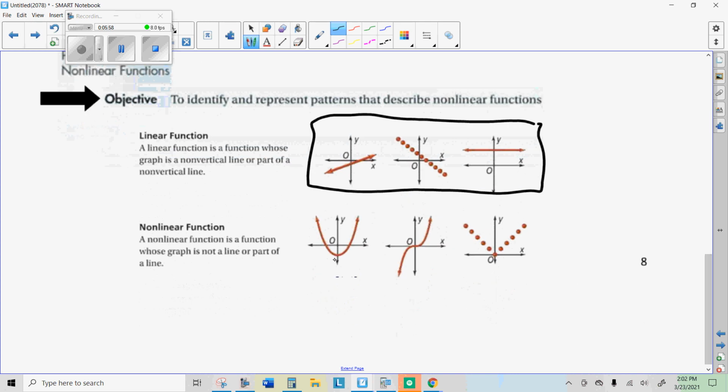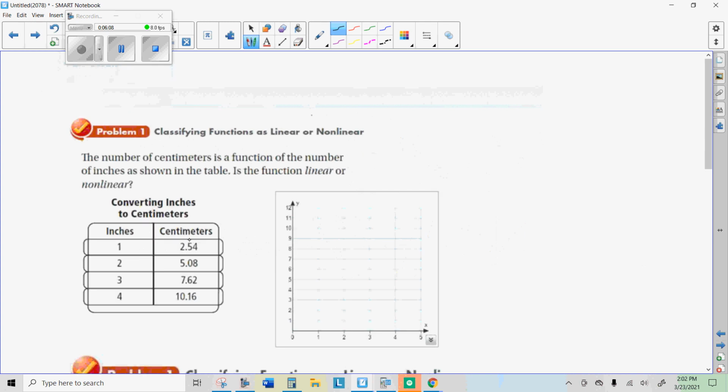If it's a nonlinear function, then you're not going to get a perfectly straight line. You're going to get some curvy line or maybe even random dots. All right, so go ahead and graph these as best you can and then decide if this is linear or nonlinear. If they all line up, you're going to call it linear. If they don't line up, you're going to call it nonlinear.